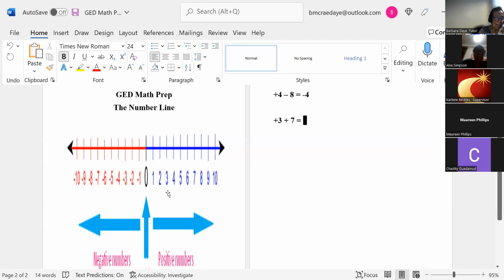So after 3 and you go 7 places, where do you land, Abba? Yeah, 10. And if you count, you see you'll have 10, right? 3, 4, 5, 6, 7. Right there on the 10. So you can use the number line to really understand how you combine numbers, right? Yes. And let's go to negatives.